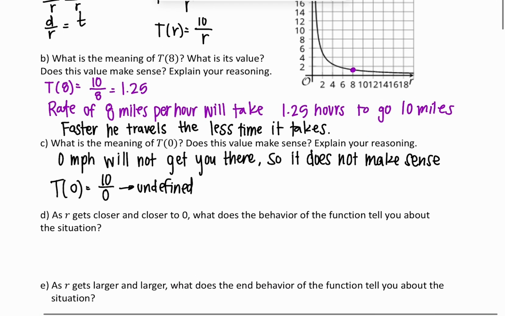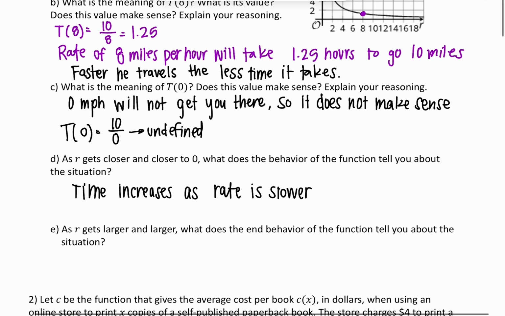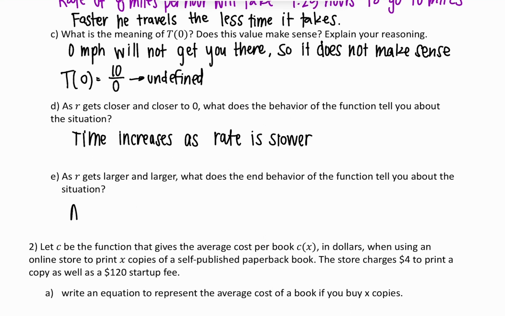So as r gets closer and closer to 0, so as r is getting closer and closer to lower values, the time is going up. So the time increases as the rate is slower. And just the opposite will happen. As the rate is increasing, as it's getting faster and faster, the time is going to decrease.